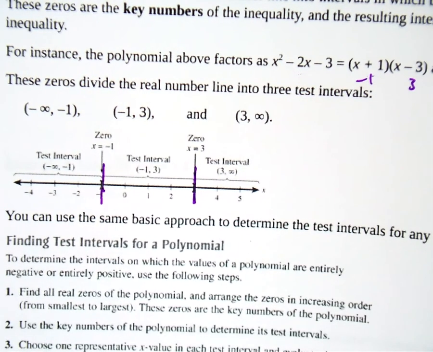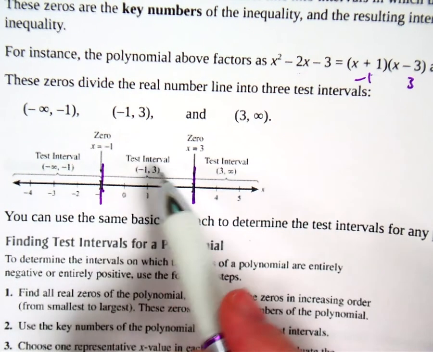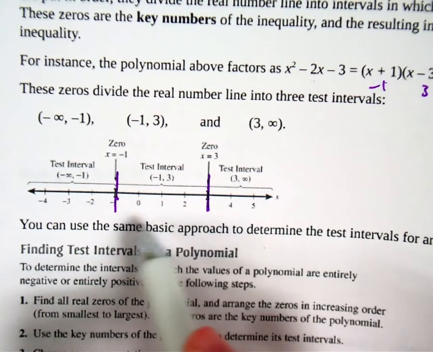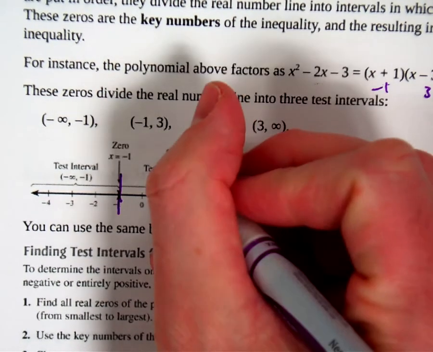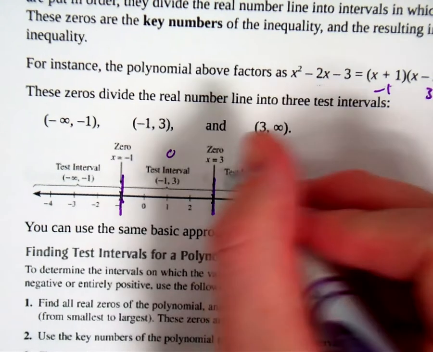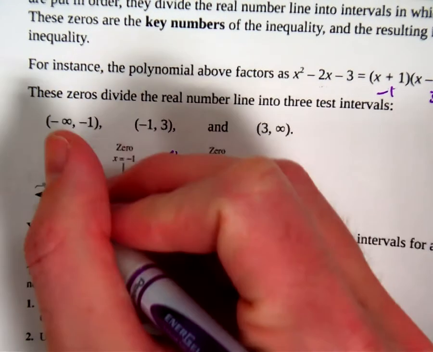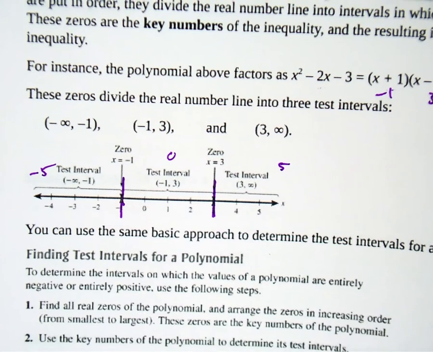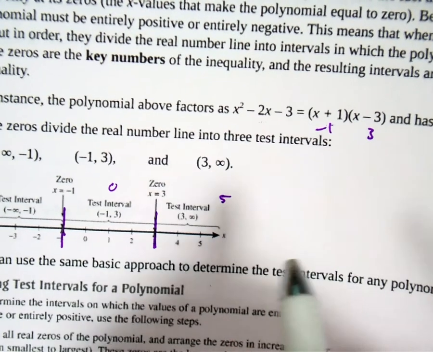All right, and then you pick a number inside each spot. In between negative 1 and 3, I would test out 0. Out here, let's test out 5. Out here, you could go with negative 5. Okay, and you see where it's true.